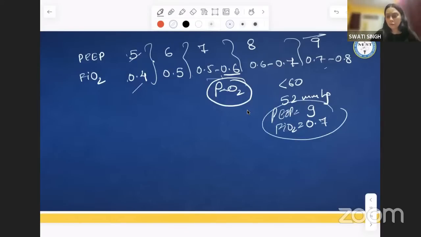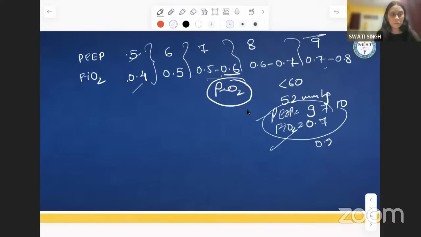If my FiO2 is 0.9 and PEEP is 7 or 8, I will increase my PEEP. Let's say I will make it 10. So I will balance at what minimum FiO2 and minimum PEEP there is just adequate oxygenation. PEEP and FiO2 are increased in combination. If this is the PEEP, this should be the FiO2, right? It should be parallelly increased. So this is for oxygenation.